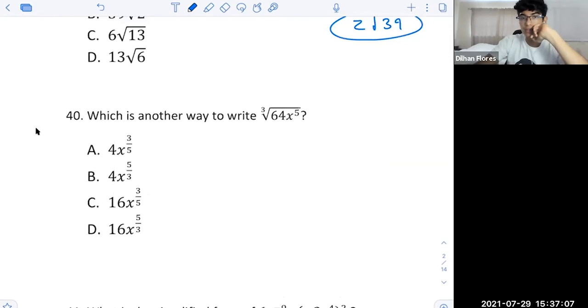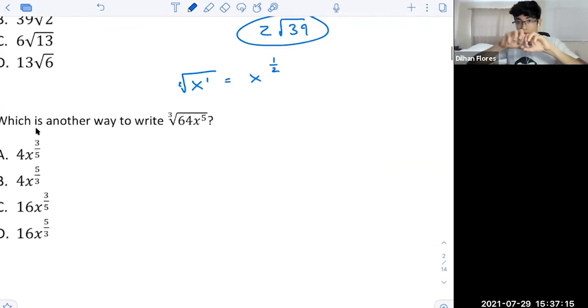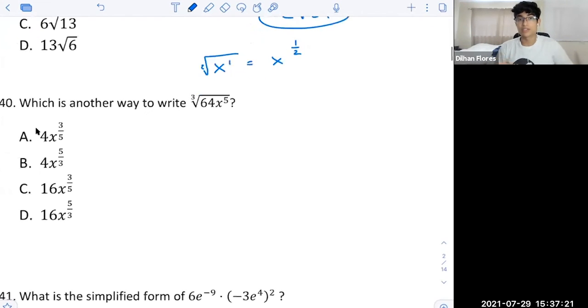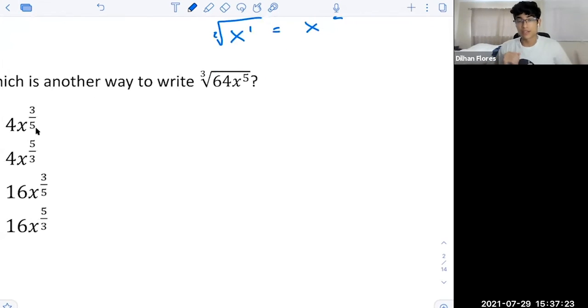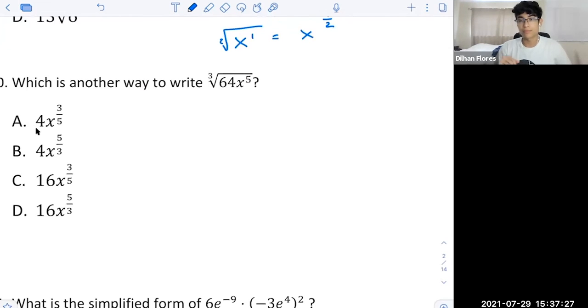Okay. So guys, remember, when we have something under a root that's being multiplied, we can pull that apart, right? So the cube root of 64 times x to the 5th is the same thing as the cube root of 64 times the cube root of x to the 5th. So we can go ahead and rewrite that.